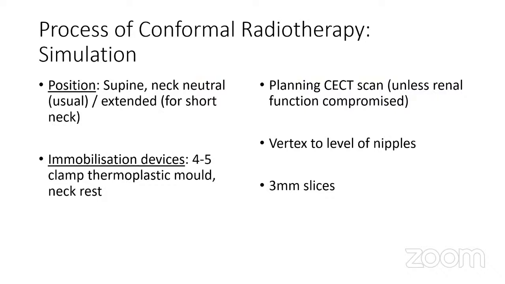As Madam just said, we would do a simulation with the patient immobilized with the thermoplastic mold. Normally we'd use a neutral neck because that's comfortable and reproducible, but for short necks like mine, it would be extended. You would do a planning CT scan going from the vertex to the mid chest using 3 millimeter slices and using contrast unless contraindicated.